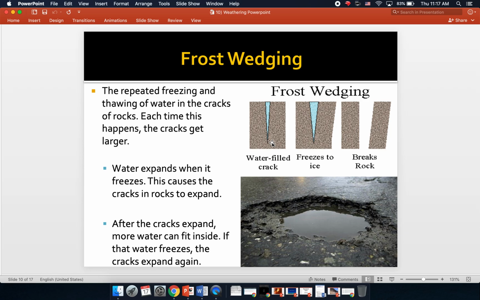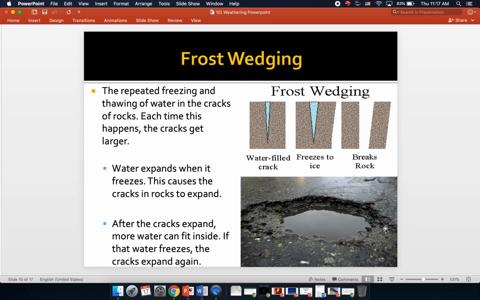But water has this special property where it expands when it freezes. So water flows into the crack in the rock, and then when it freezes, it expands and makes the crack bigger. So the next time water flows into the crack, more water can get into there because the crack is larger. And then when that water freezes, it breaks the crack open even larger. So this happens until it breaks the rock up significantly.